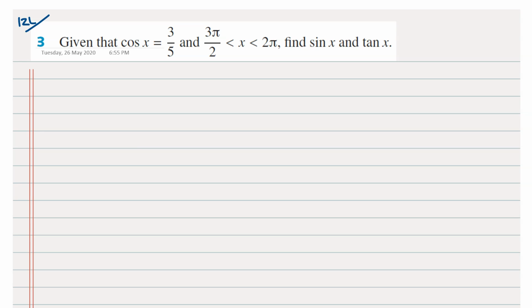Notice in this question, we've been given an exact value, a ratio of 3 over 5 for this value of x. And we're told that x lies between 3 pi on 2 and 2 pi, and we want to find this value and this value. The way we can approach this question is to use the unit circle to help us understand the domain we're working in.